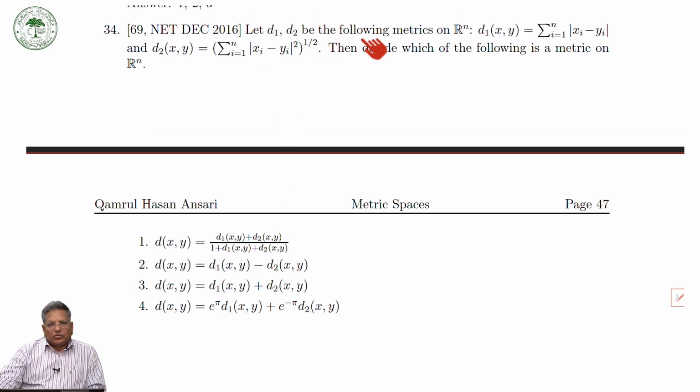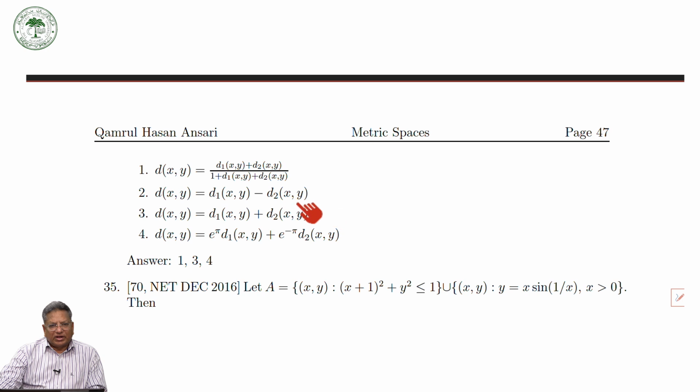So we can take d1, d2 as metrics on R^n which are defined as this one, and this is the usual metric. Then decide which of the following is a metric on X. Okay. So this is a metric on X. The difference is not a metric on X. The sum of the metrics is a metric. If you multiply by any number, then it is a metric, and the sum is a metric. So the only thing is that the difference is not a metric. So this is not true. The rest of the things are true.